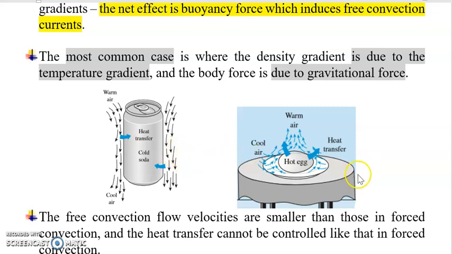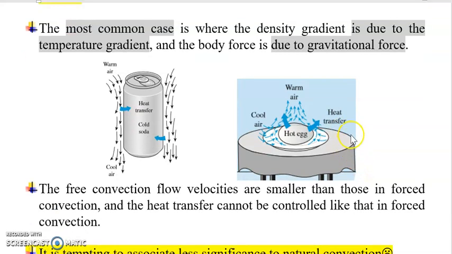The other example is a hot body like an egg or a potato. The warmer air next to the egg or potato is lighter and thus rises, being replaced by the cooler air further away. So we have convection currents upwards.